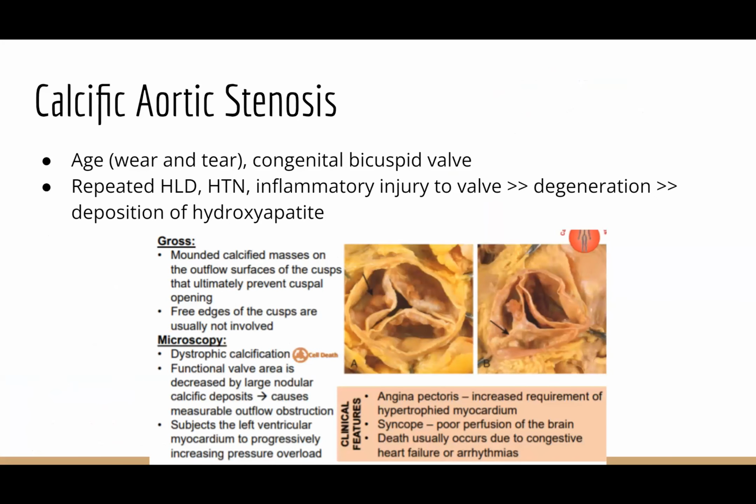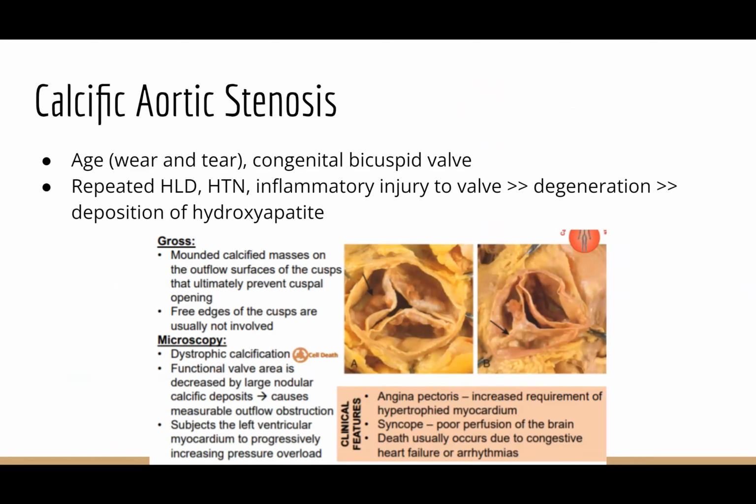Calcific aortic stenosis, again, this is wear and tear, or another cause can be a congenital bicuspid valve. So highlight that one too. So repeated hyperlipidemia, hypertension, and inflammatory injury to the valve, you're going to get degeneration. And then you have the deposition of the hydroxyapatite, which of course then impairs the structural integrity, and you get this stenosis.